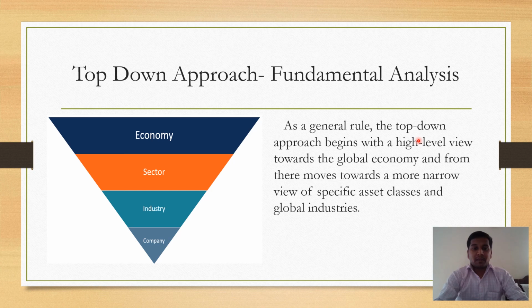Top-down approach method, first we select the economy and then we select the sector and then industry and then the company. As a general rule, the top-down approach begins with a high-level view towards the global economy and from there moves towards a more narrow view of a specific asset classes and global industries.